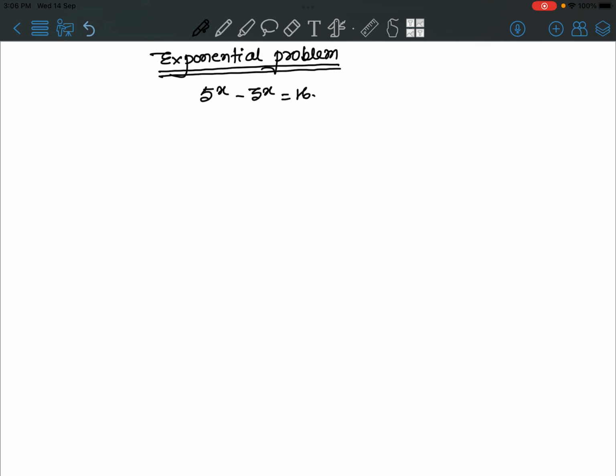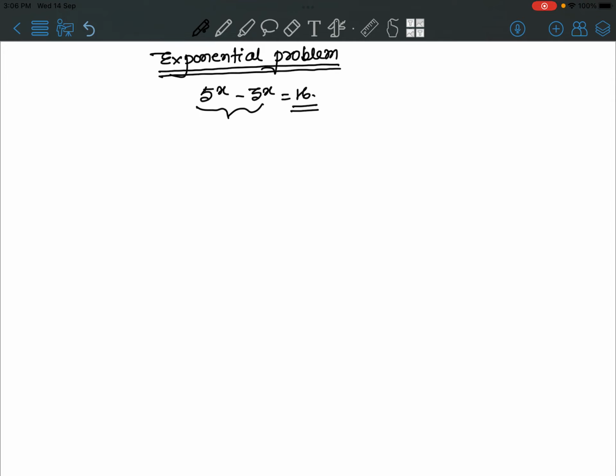Hello everyone. In this video, we are going to solve the exponential problem, which is 5 to the power x minus 3 to the power x equal to 16. On the left hand side, we have the exponential part. On the right hand side, we have the constant, which is 16.